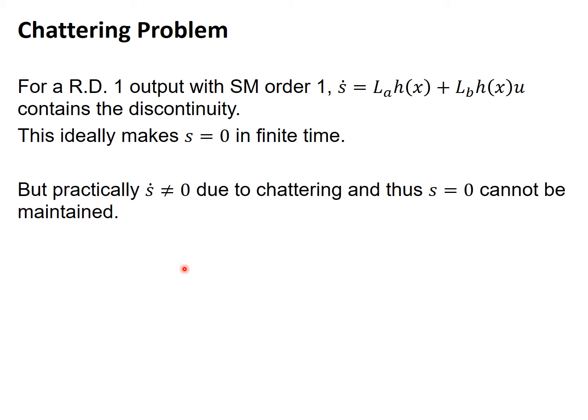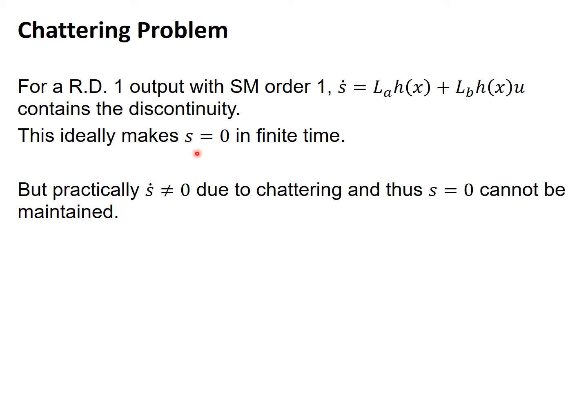There is also another advantage of taking higher relative degree as such, not just sticking to RD1 but going to RD2 or RD3. What is the advantage that we get? So you remember the chattering problem. In the chattering problem, you see for the RD1 output with sliding mode order also 1, let us suppose that classical case, then S dot will contain the discontinuity, because U has the discontinuity, S dot also contains the discontinuity.